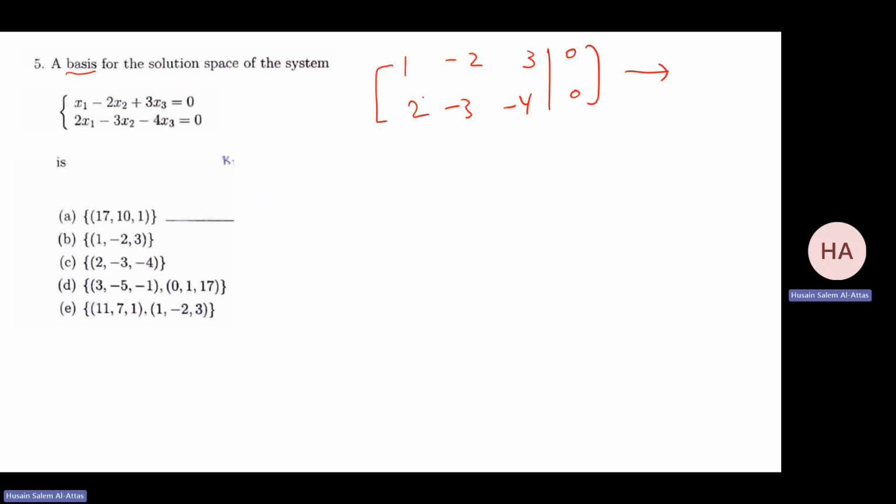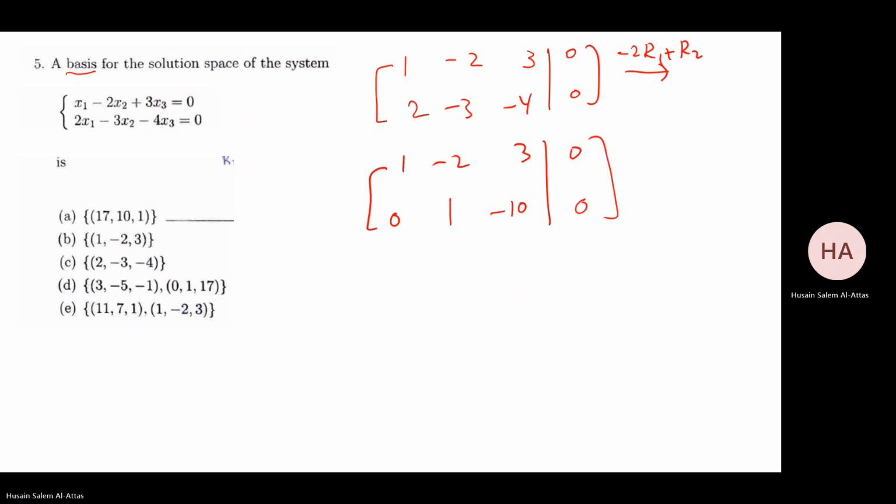So that will be what? Multiply minus 2 R1 plus R2. That gives 1, minus 2, 3. This is 0. Minus 2 and add, that is 0. Minus 2 and add, that is 1. Minus 2 and add, minus 6, minus 6, minus 4, minus 10. And this is 0. Okay, so now it's in echelon form.